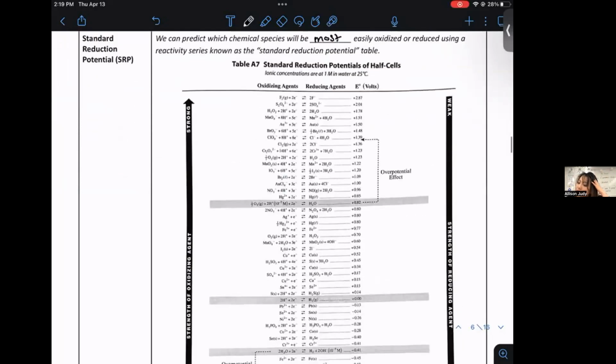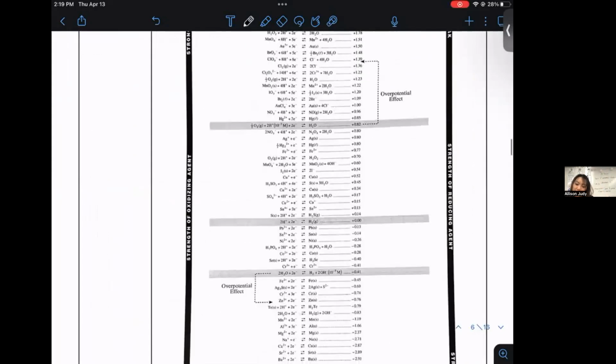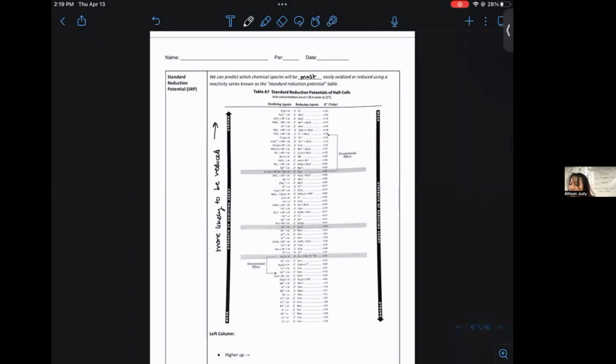Okay. So what you see here is that as you go up this side of the table, this is more likely to be reduced when you go this direction upwards. When you go the other direction, this is more likely to be oxidized. So obviously, if you flip the reaction, you can see why it has opposite categories on the table.